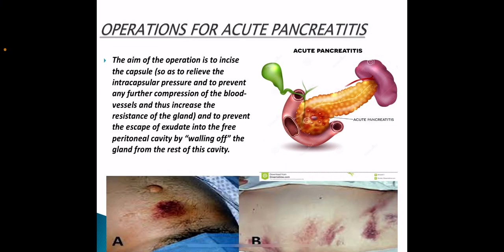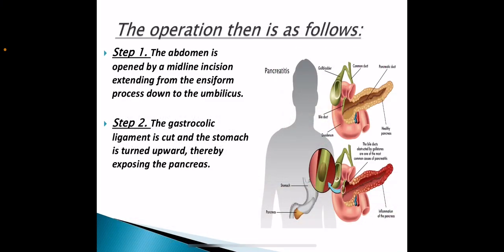Operations for acute pancreatitis. The aim of the operation is to incise the capsule so as to relieve the intracapsular pressure and to prevent any further compression of the blood vessels and thus increase the resistance of the gland, and to prevent the escape of exudate into the free peritoneal cavity by walling off the gland from the rest of this cavity. The operation then is as follows. Step 1. The abdomen is opened by a midline incision extending from the ensiform process down to the umbilicus. Step 2. The gastrocolic ligament is cut and the stomach is turned upward, thereby exposing the pancreas.